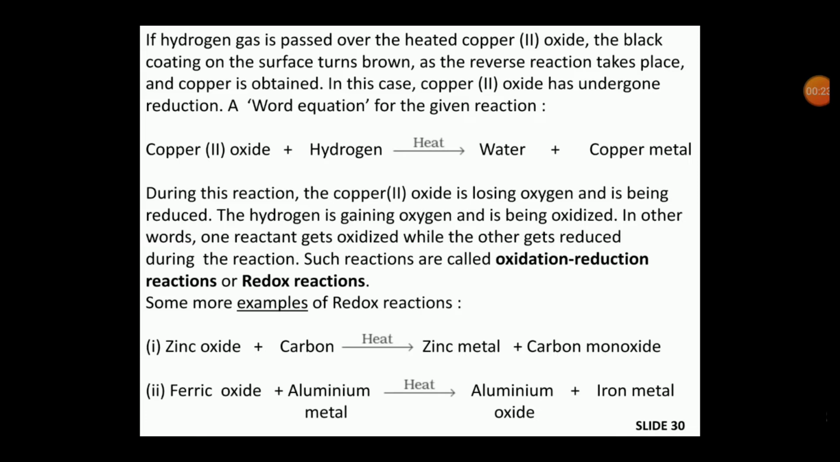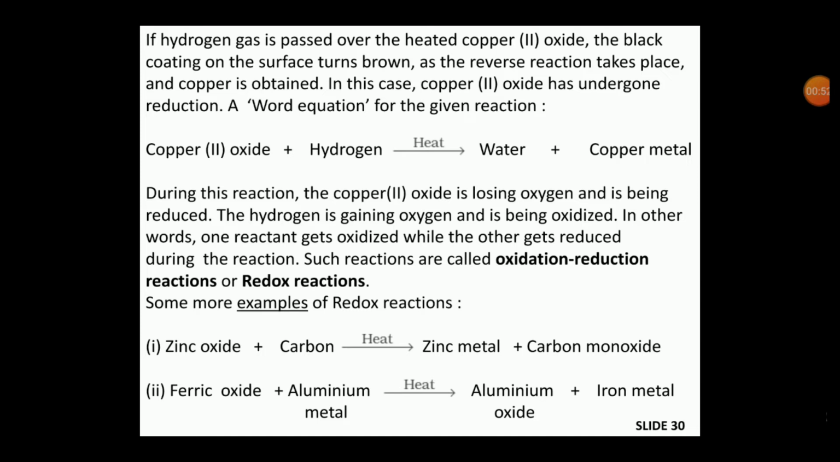During this reaction, copper II oxide is losing oxygen and is being reduced. The hydrogen is gaining oxygen and is being oxidized. In other words, one reactant gets oxidized while the other gets reduced during the reaction. Such reactions are called oxidation-reduction reactions or redox reactions. The two processes, oxidation and reduction, are symbiotic. That is, they must take place together.